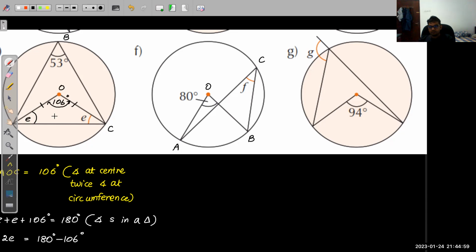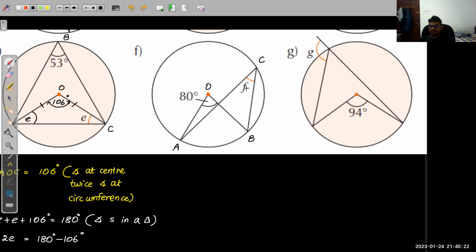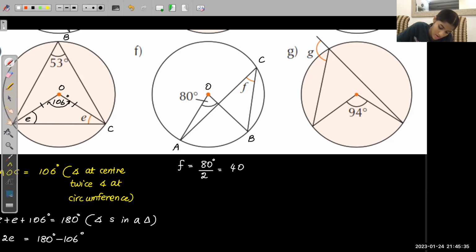Think. Now, if I connect it like this, Naila. Oh, okay. Isn't this also F? Yeah. Now you see it. Starting from C, without this it's difficult to find out that F is half of 80. Now you know it. So F equals 80 divided by 2, which is 40. What is the reason?